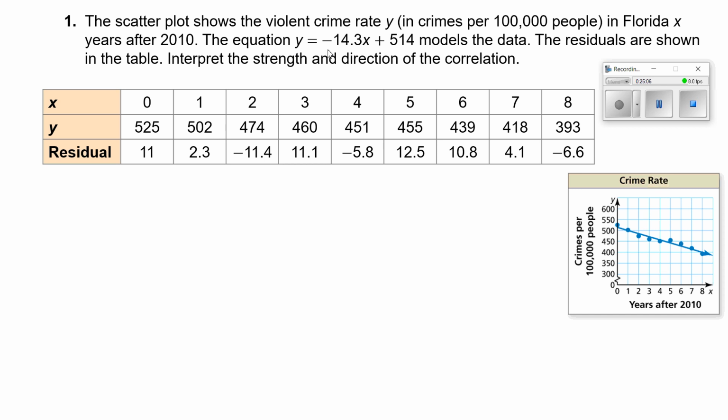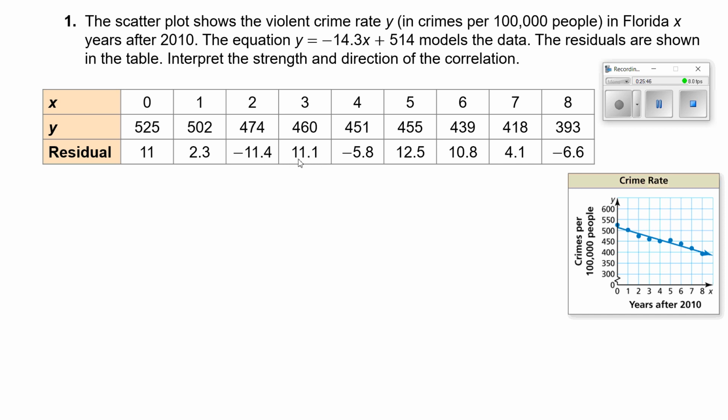Let's see, the equation y equals negative 1/4 plus 3x plus 514 models the data. All right, so they're saying that this line here, that's this linear line here, and the residuals are shown. They already gave us the residuals. That's nice. Interpret the strength of the direction of the correlation. Okay, well, really this doesn't take too much thought. We're talking, this is in hundreds of thousands of people, right? We know that we have a negative correlation, right? We know this is linear, so this is a negative linear correlation.